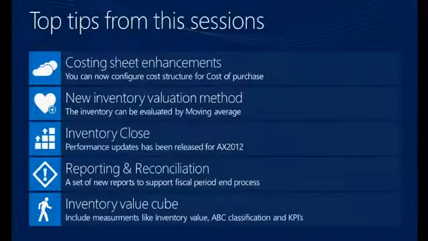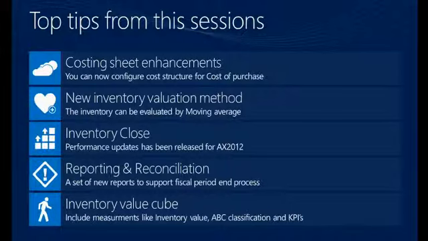So what have we seen? We have seen the costing sheet. We have seen the estimation costing as the first topic. Then we went into how we actual cost by the moving average. Then we went briefly into the inventory close and optimizations. Then we did the reporting and reconciliation.